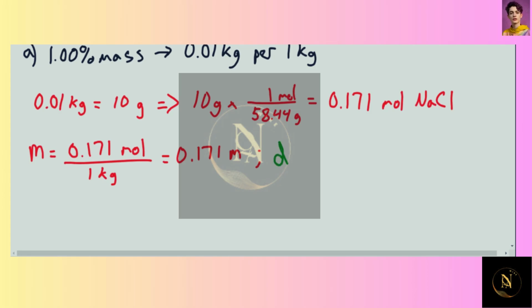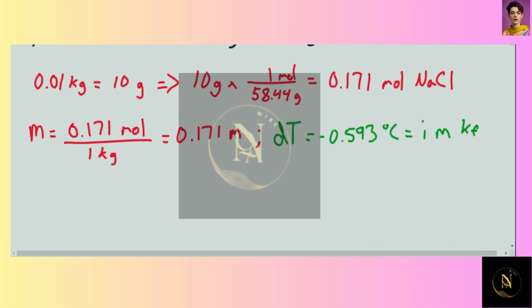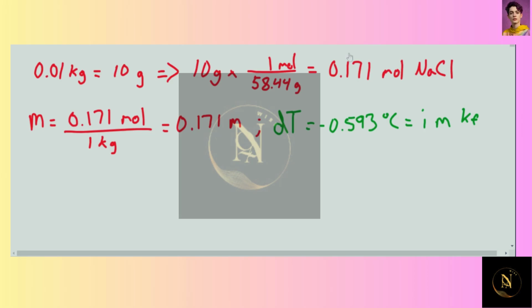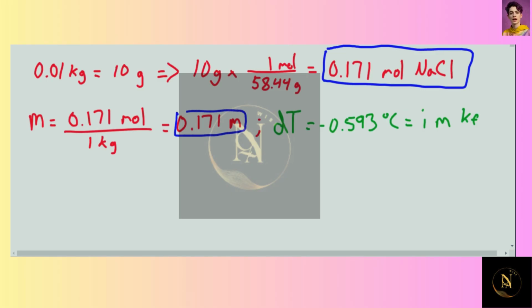So we know that dT is negative 0.593 because water typically freezes at 0 degrees Celsius. And dT is equal to i m Kf. So we can solve for i. The first answer here was molality. Really this one, although it's the same value.